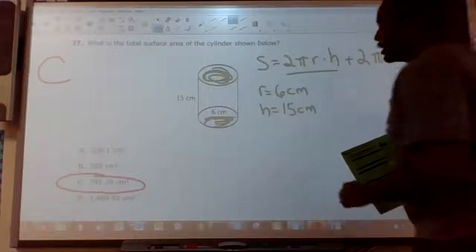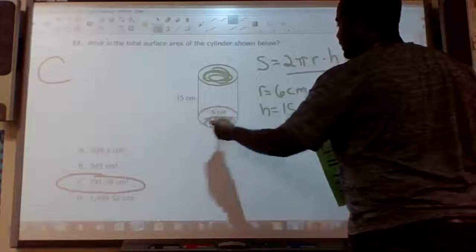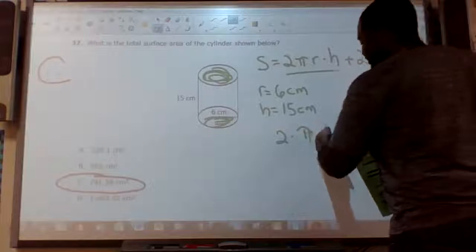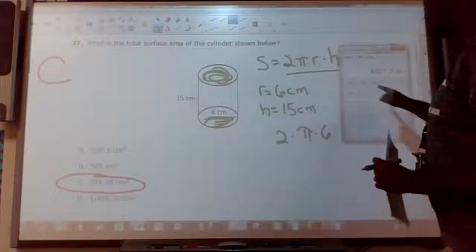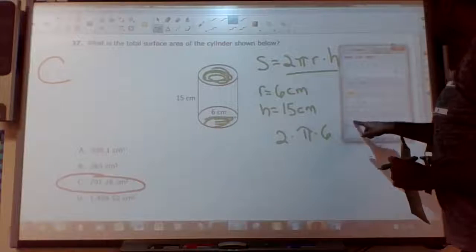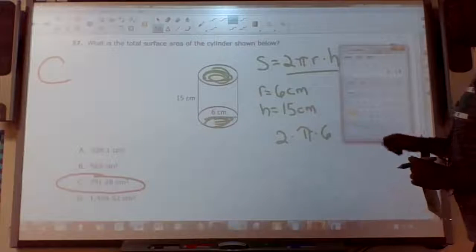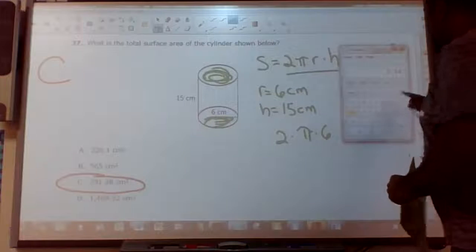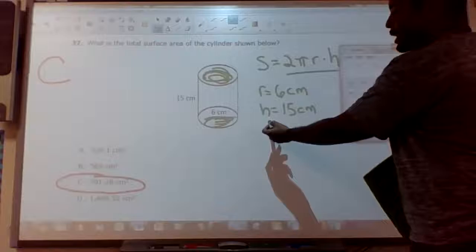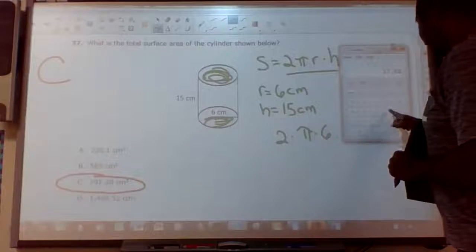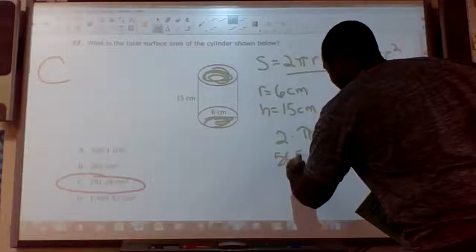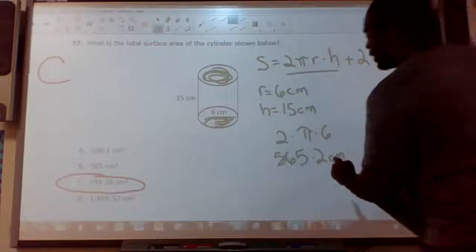So if we start with our first part, we're going to work on the circumference of our two bases. So that is 2 times pi times 6. And if we use the calculator, that is 2 times 3.14. And I'm using 3.14 because this calculator doesn't have pi, but if you're using a graphing calculator, it probably will. Times 6 equals 37.68. But we're not done yet because we need to multiply this by the height. So our height is 15 centimeters, so we're going to multiply that times 15. So that's 565.2 centimeters for our lateral, but we need our total.